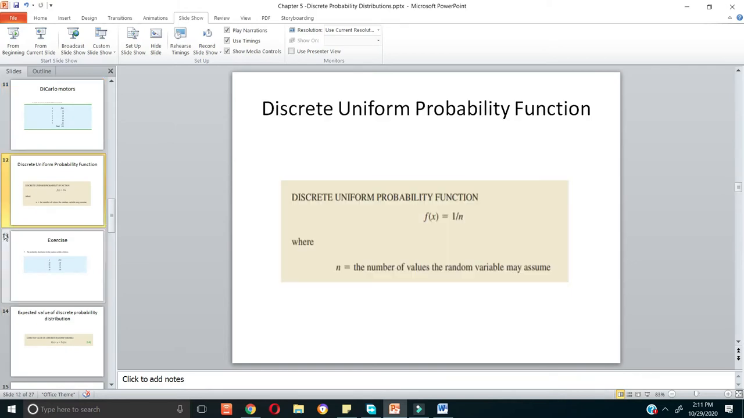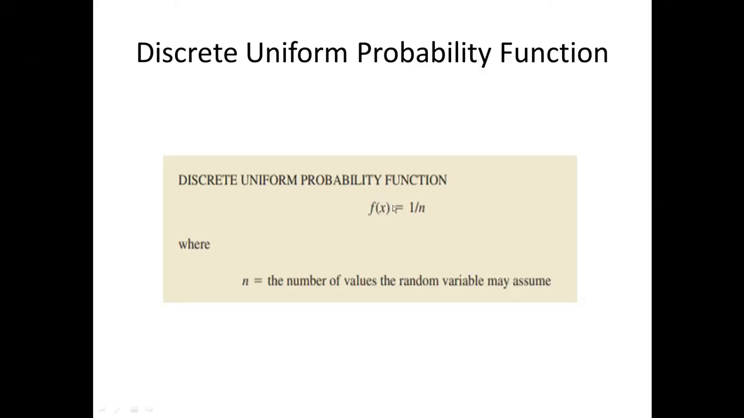But more generally speaking, there are a few discrete probability distributions that are very common in application and very useful. The first one that we're going to consider is the discrete uniform probability function. Here f of x is 1 over n, where n is the number of values that the random variable may assume.